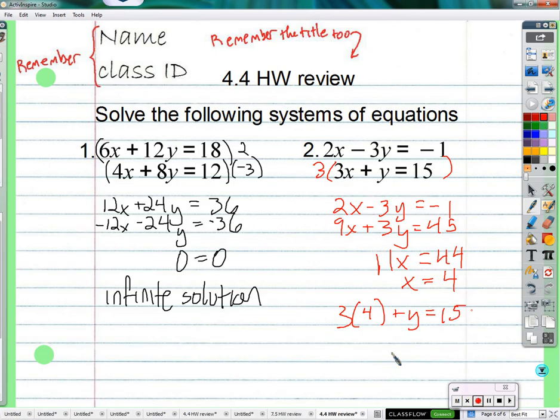Right, Kevin? No. 3 times 4 is 12. We know that's 12, so how about we subtract 12 from both sides and we'll have y equals 3. Solution: 4 comma 3. Alright, I got both. No, I got one right. I saw some one-solution answers, but I wasn't looking for how many solutions, I was looking for the solution for 3.